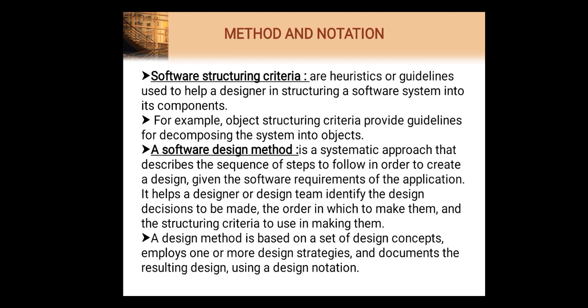Now, the next thing we have to consider is the software structuring criteria. Software structuring criteria may be heuristics or guidelines which are used to help a designer in structuring a software system into its components. For example, object structuring criteria provide us guidelines for decomposing our system into objects. Object-oriented decomposition decomposes our system into objects, so each object is associated with data and its functions.